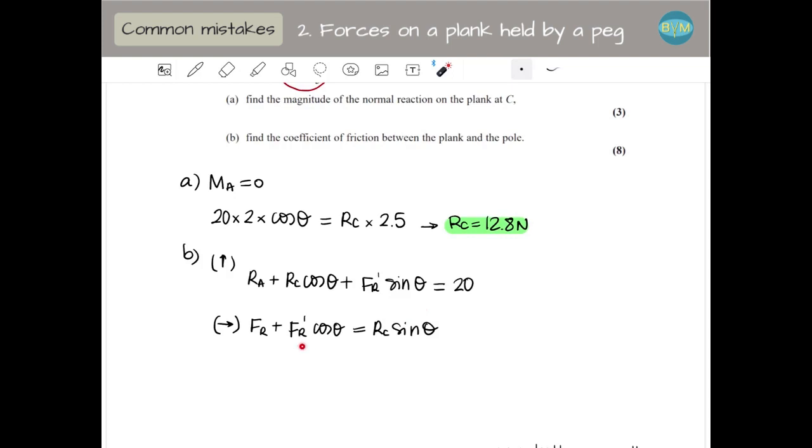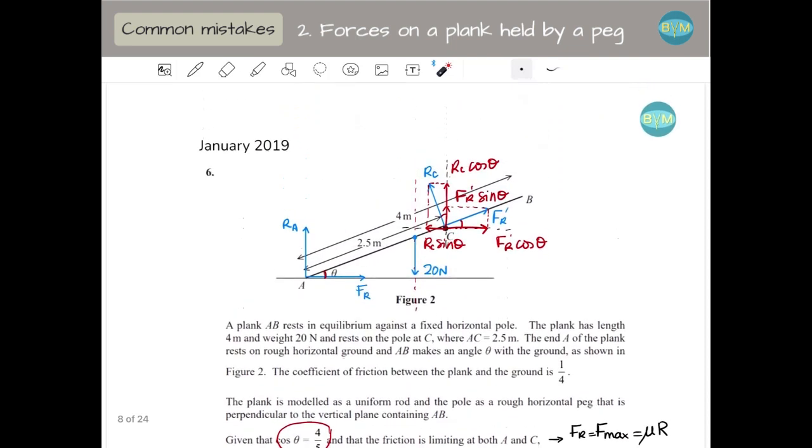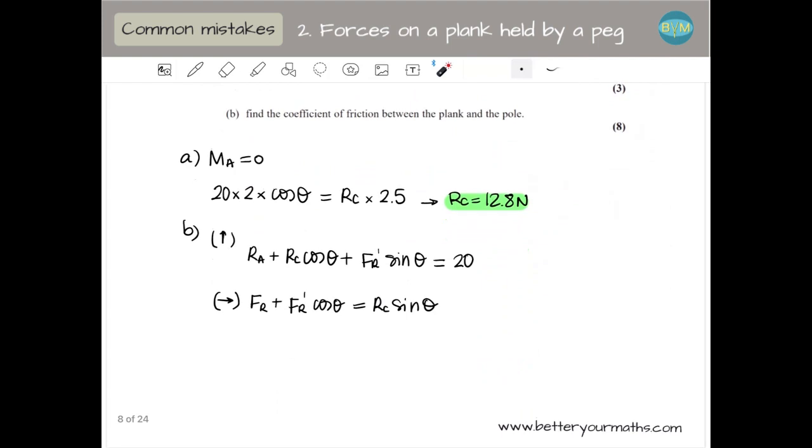From here, I know this thing, but I don't know any of the friction. But I can find the friction here, because the friction here, no, I cannot find the friction here. Sorry, I can find the friction here if I find RA. So I can write that this friction at C is going to be mu RC. And the friction at A is the one that I need to find, and mu is the one given.